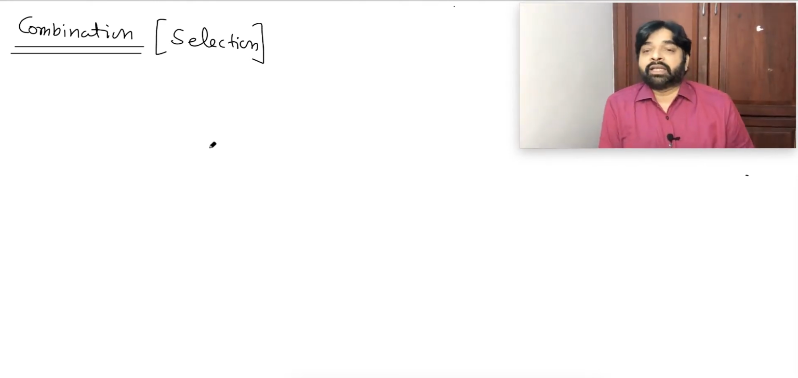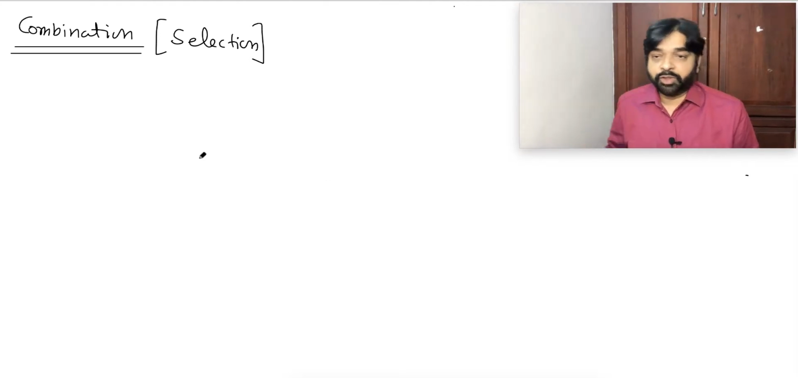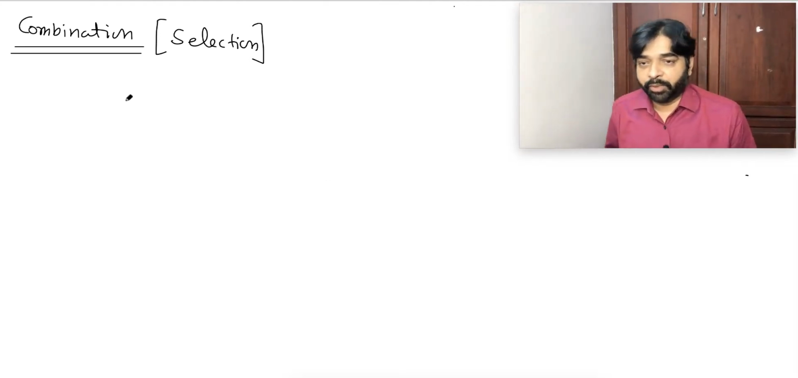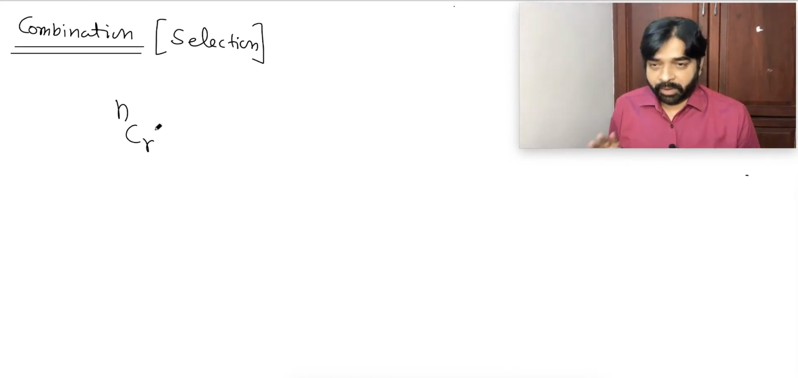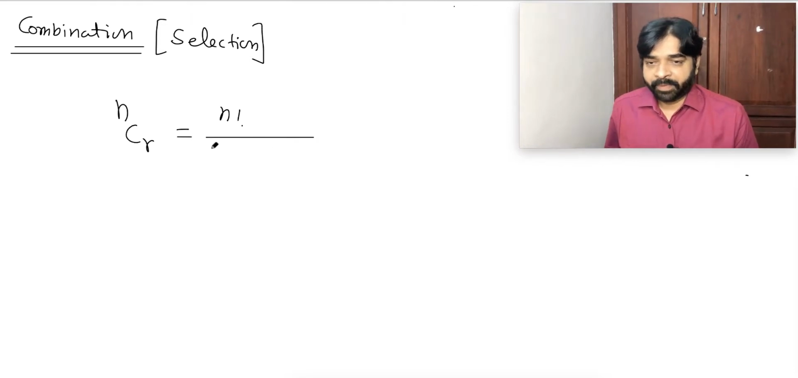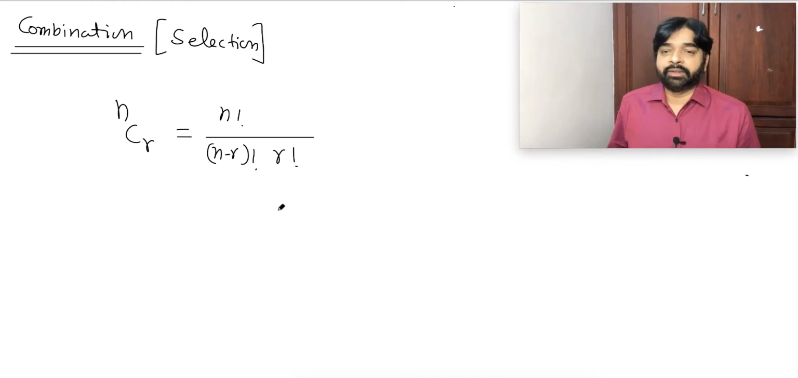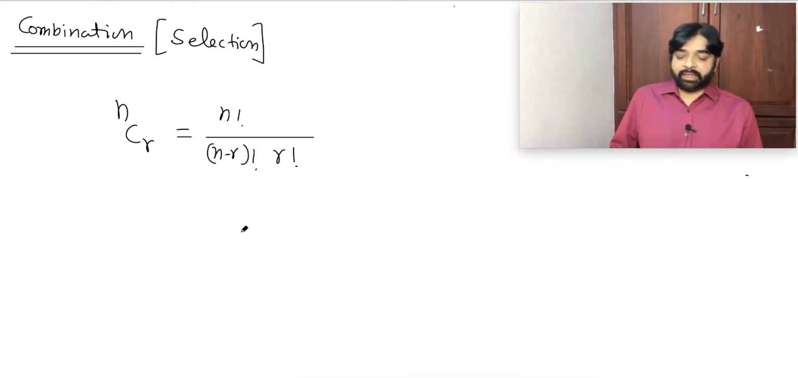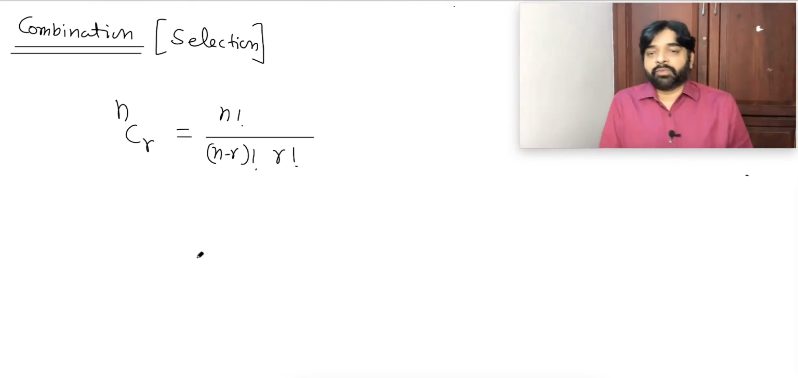Before starting selection, there is one term you should know, called nCr. It is the selection of r objects out of n objects. That part I will discuss later. The nCr value is n factorial divided by (n minus r) factorial into r factorial. nCr is the most common thing we are going to use.